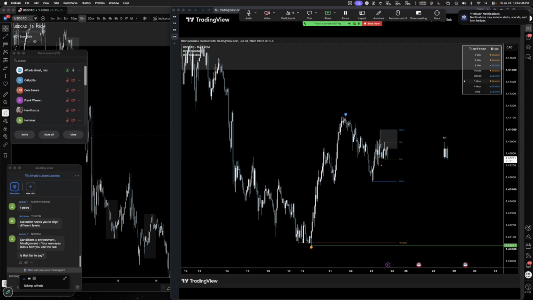Conditions, environment, misalignment, your own eyes. No, misalignment is a rule thing. I mean, technically it's all your eyes, bro. If you want to say your eyes, everything is your eyes, dude. The conditions are your eyes too. The bias is your eyes too.